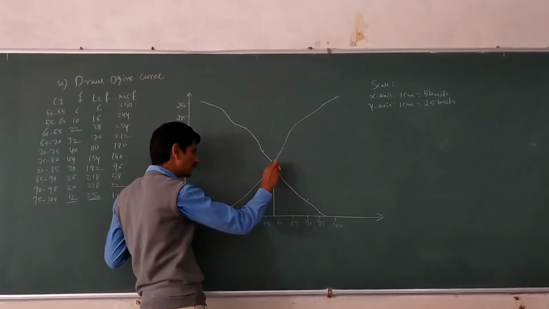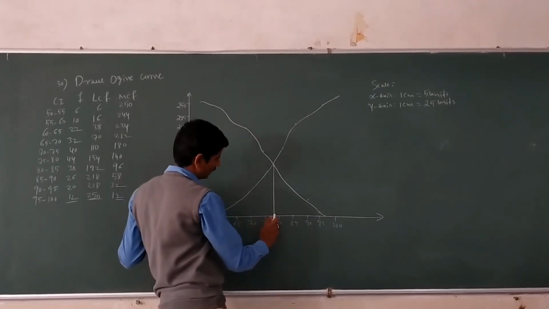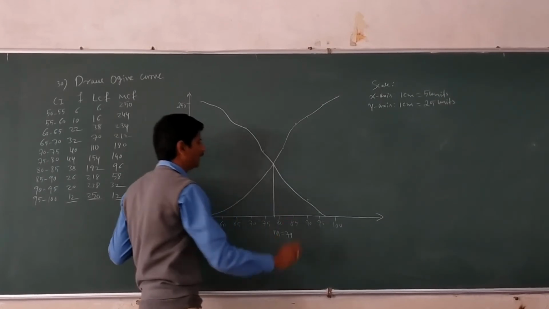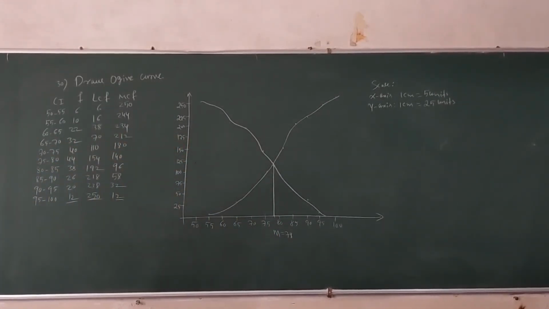The value on the x-axis gives the median. Here between 75 and 80, it is 76, 77, 78. Here the median is 78. Next, draw the quartiles: lower quartile and upper quartile.